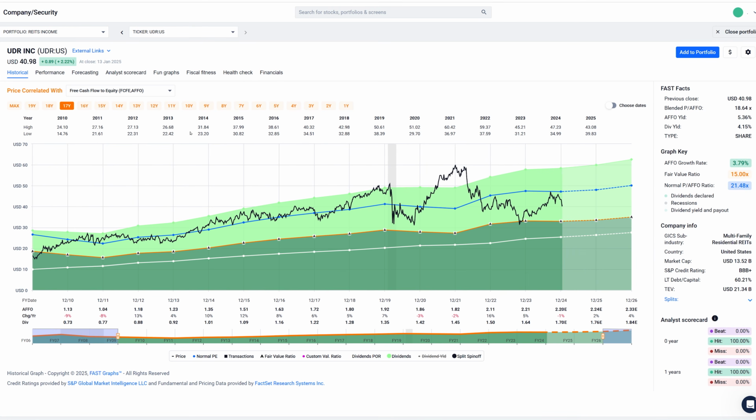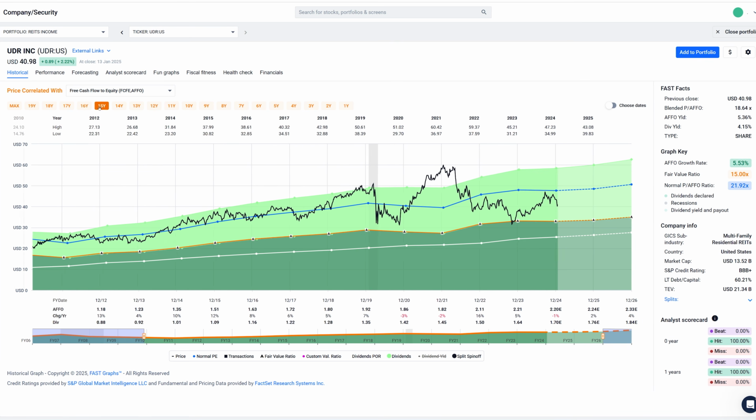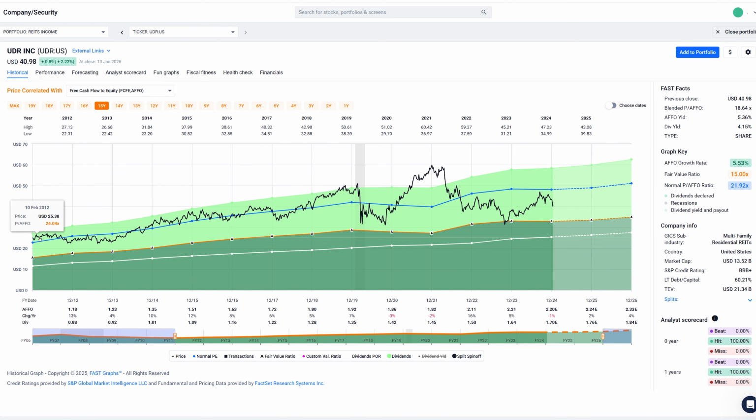Then UDR Inc. It is an interesting one because this is one that normally commands a premium valuation. So let's drop a couple of years off the graph, and we can see the market has valued this at 21 times AFFO. It's below that now, and offers a 4% dividend yield. It's BBB plus, but does have 60% debt. So in other words, this one is approaching fair value.